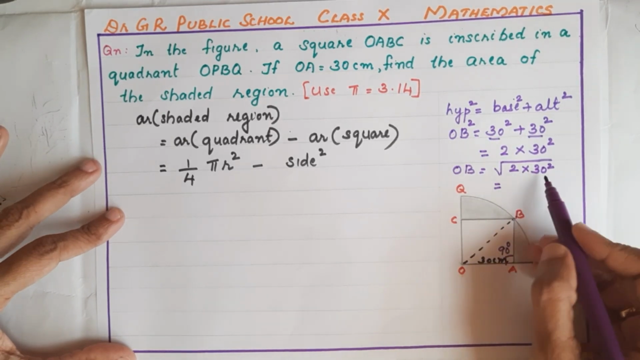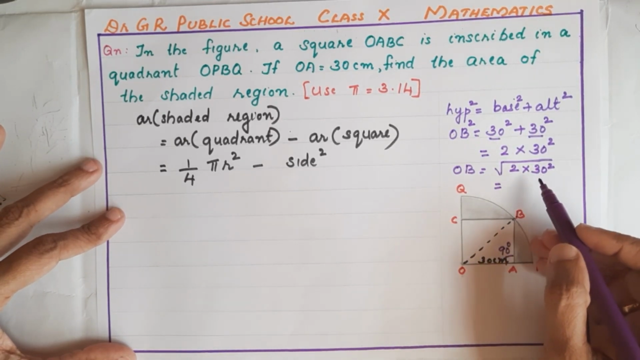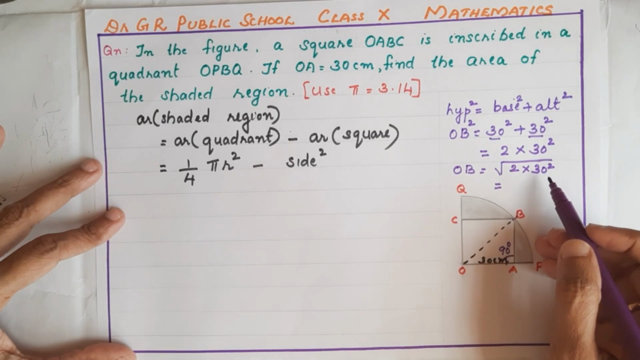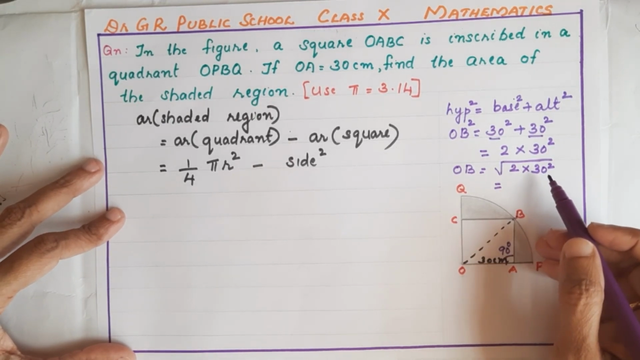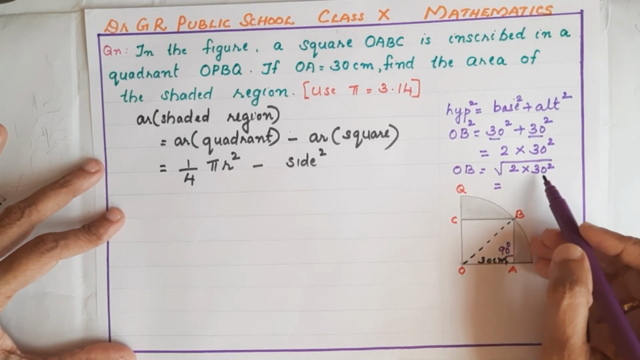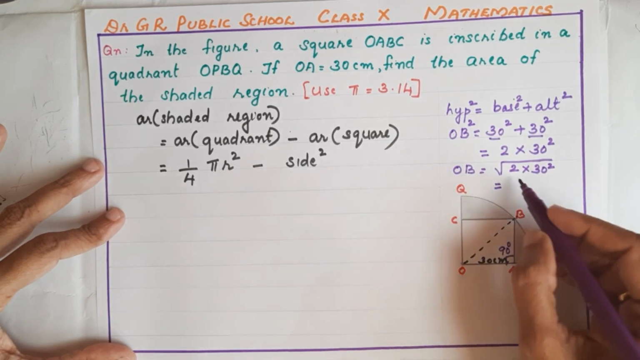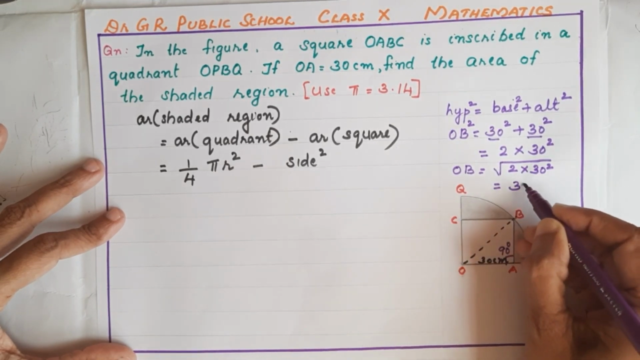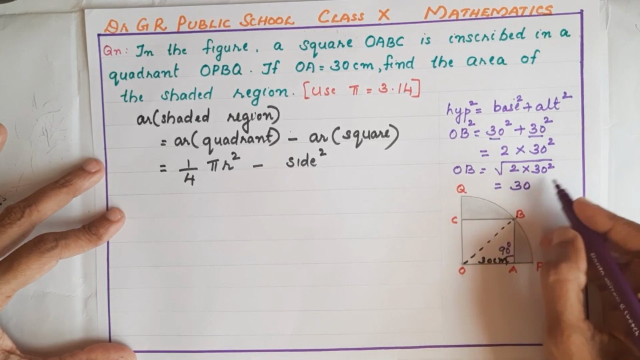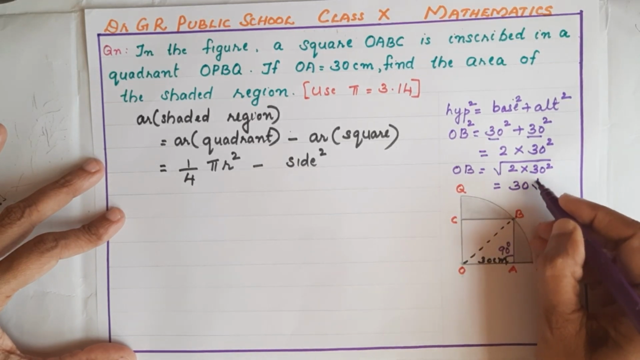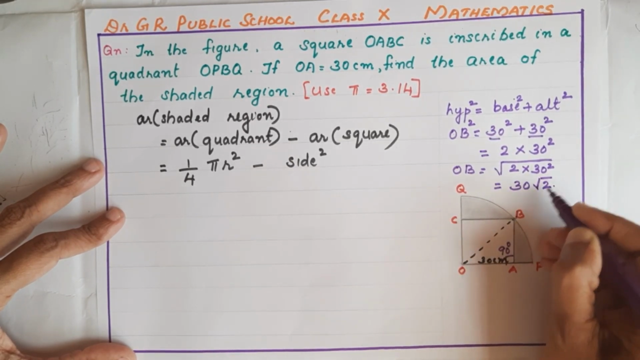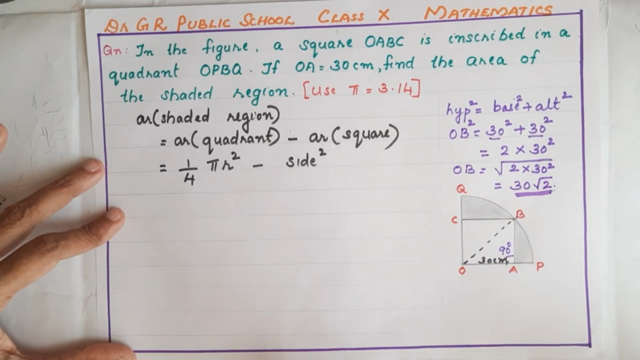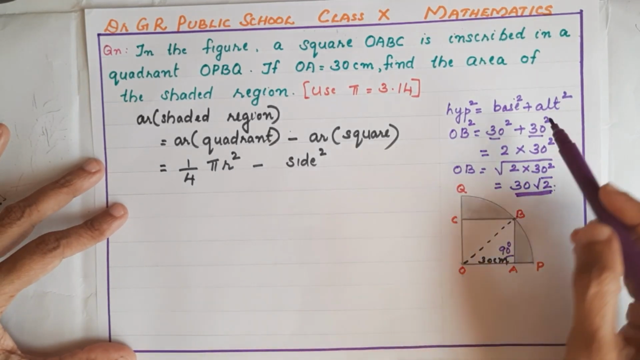So we can take the square root. The square root of 30 square is 30, isn't it? Square root of x square is x. Like that, square root of 30 square is 30. Then we have 2 inside the root symbol. So what is the answer? 30 root 2.